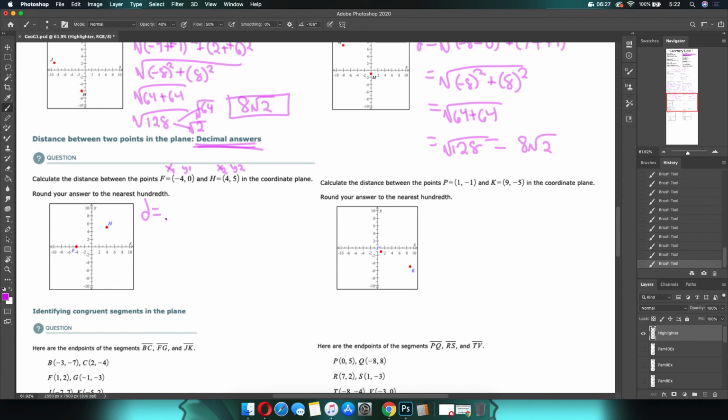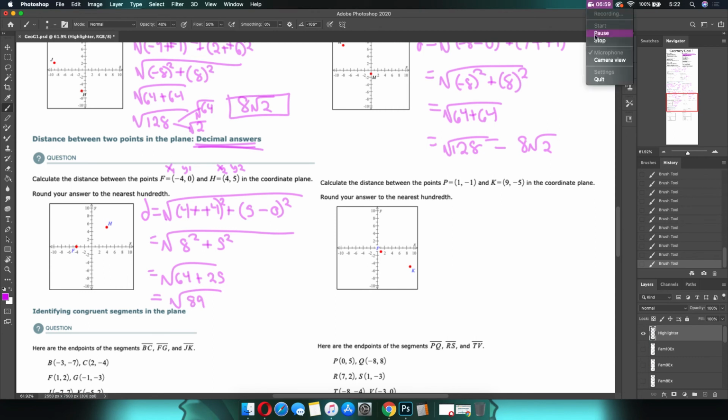Distance equals root, what is x2? 4 minus, what is x1? Negative 4. Oh, don't tell me we're going to go through it again. Plus, what is y2? 5. What is y1? 0. Oh, good, we're not. Yay. Equals, double negative is a positive, so that's going to be 8 squared plus 5 squared, which is 64 plus 25, which is root 89.